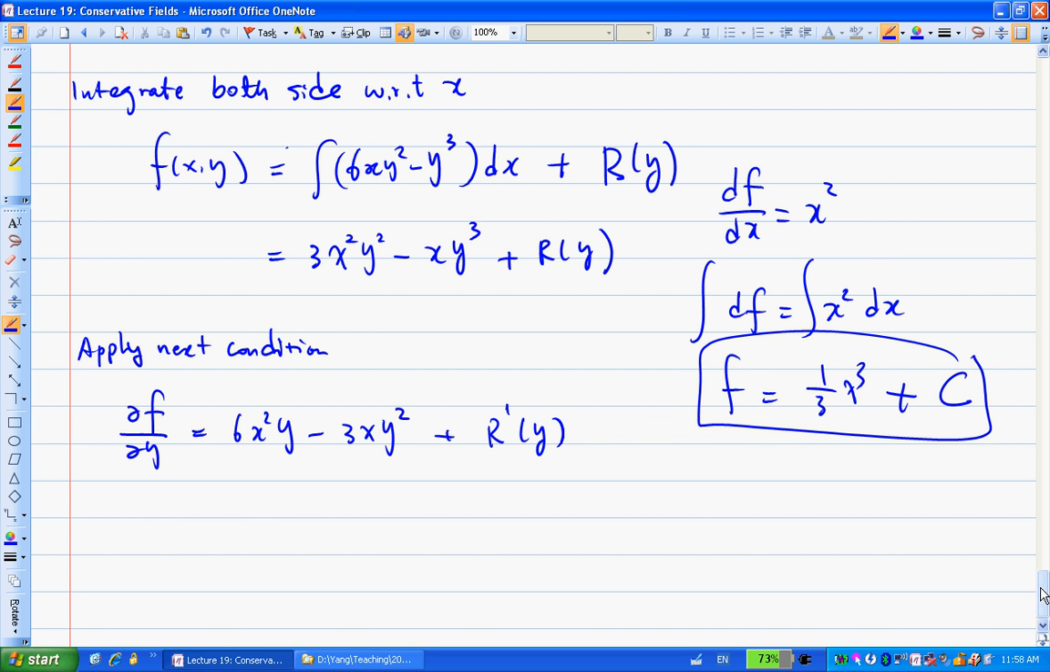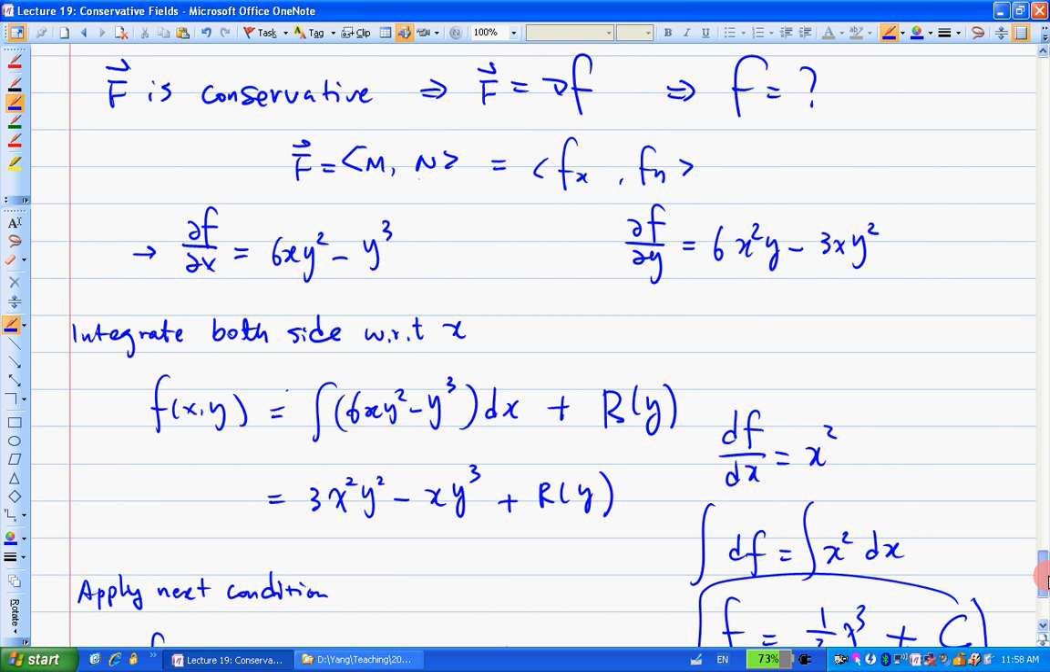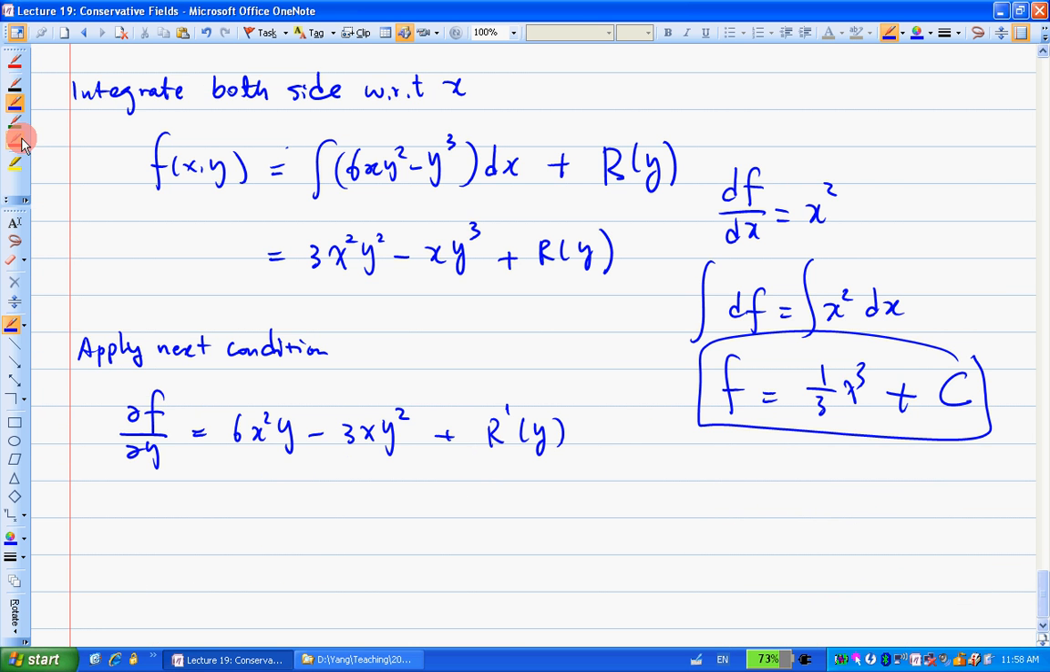So that's partial f over partial y. And what does that equal to? The next condition. That equals this guy, 6x squared y minus 3xy squared, right? Which quantity is that? That's M, right? That's N, sorry. That's N there. Okay. So you have this equal to this.